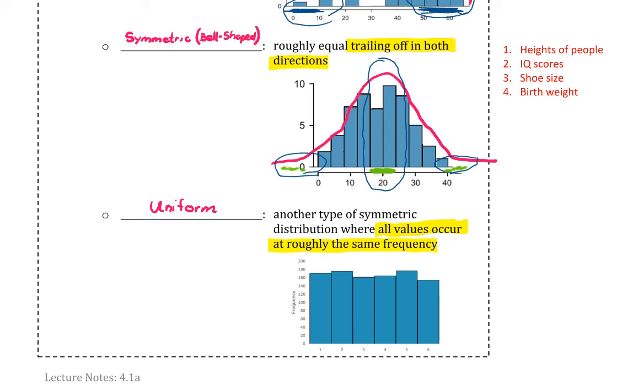Some examples of variables that might follow a uniform distribution would be the chance of landing on any number of a six-sided die. Each of the values of a die will occur at roughly the same frequency. That is, the chance of rolling a 1 is the same as the chance of rolling a 2, which is the same as the chance of rolling a 3 or a 4, a 5, or a 6. Another variable that might follow a uniform distribution would be picking the winning lottery numbers.